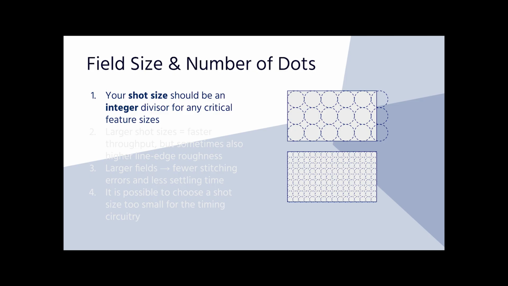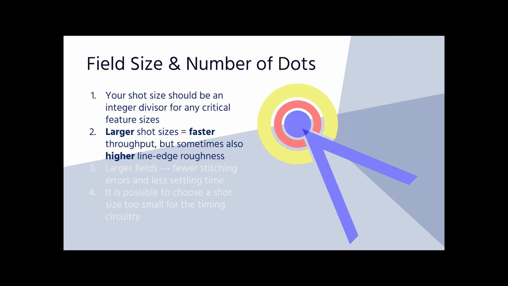After all, you might want to be undersizing and overdosing, as we discussed in video 1, but you should be aware that this is happening. In general, your shot size should be an integer divisor of any critical feature sizes. Larger shot sizes will typically mean that you have faster throughput, although you have to be careful to avoid higher line edge roughness. To understand this, let's look at an example design.